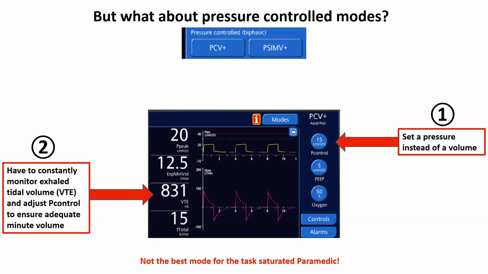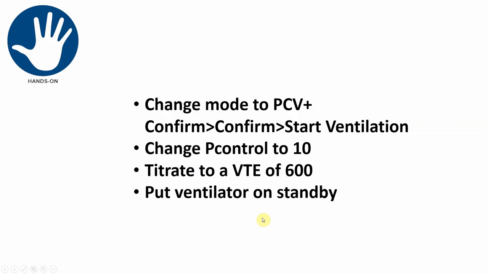And the patient's lung status is dynamic. So the lungs may be extremely stiff. If they're extremely stiff, you're going to need a higher pressure to reach that volume. If they're extremely compliant, you might need a lower pressure to actually reach that volume. But the compliance can change from second to second.